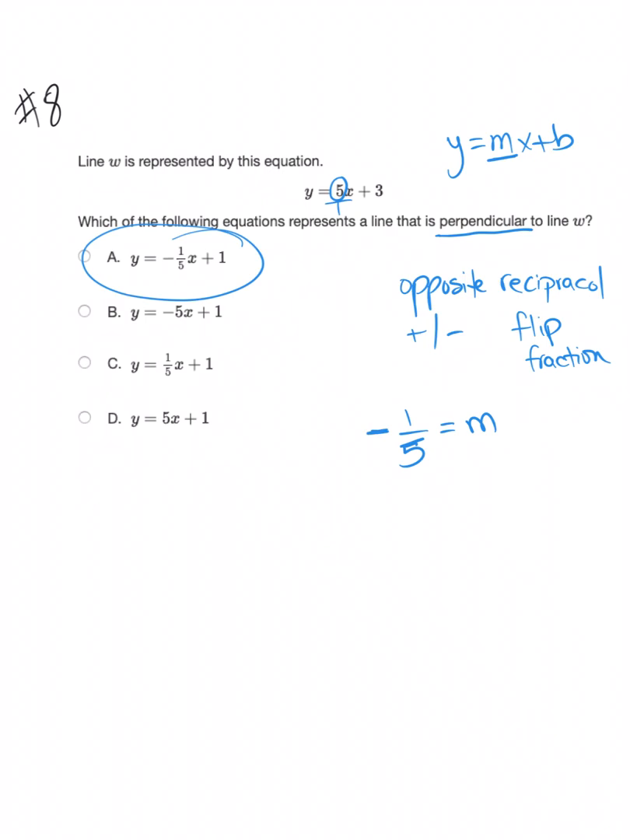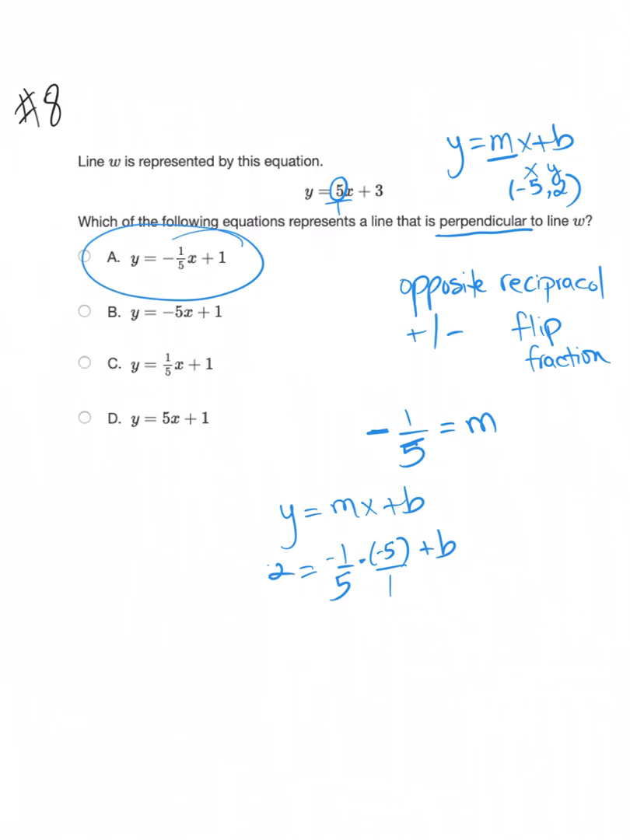So for example, if it had wanted the perpendicular slope for line W, but that passed through the point negative 5, comma 2, you would have to solve for your new y-intercept. So I would solve for b, where, of course, m is my perpendicular slope, and then x and y represent the point on the line. So x would be negative 5 and y would be 2. And we would solve for our new y-intercept.